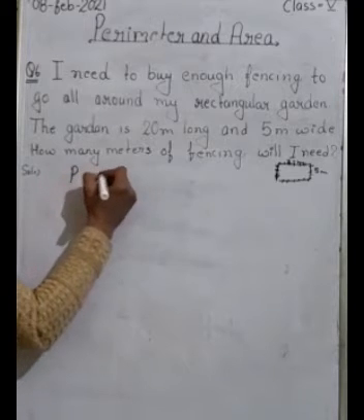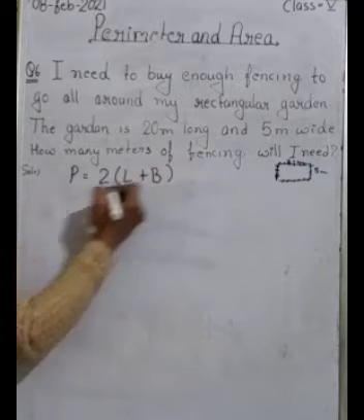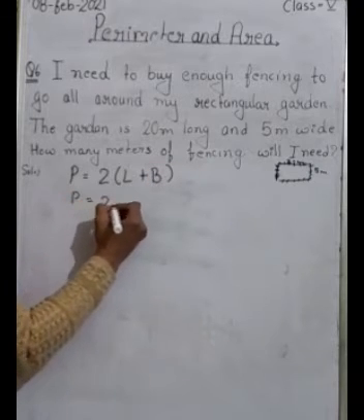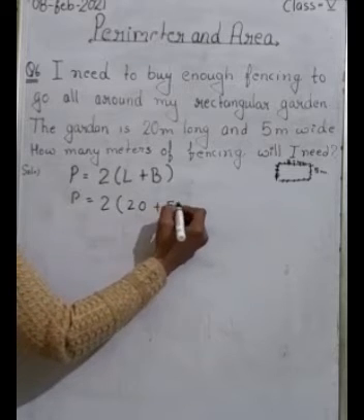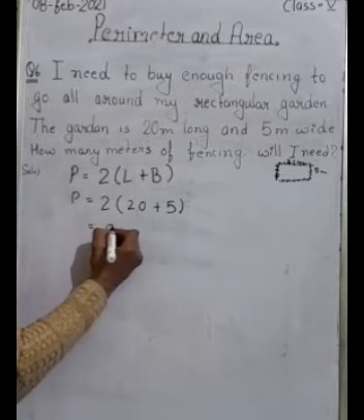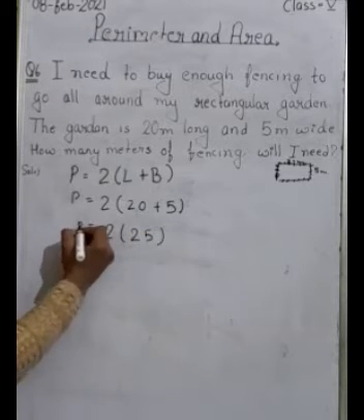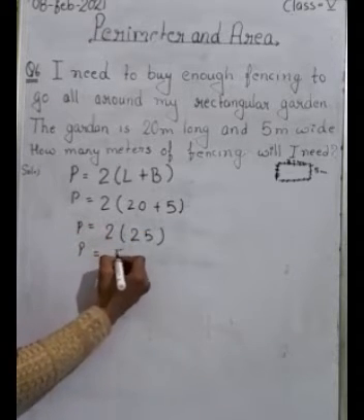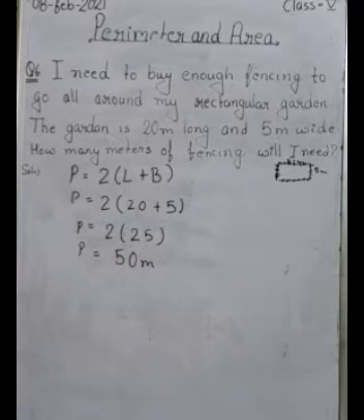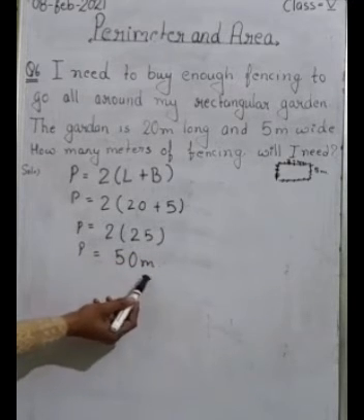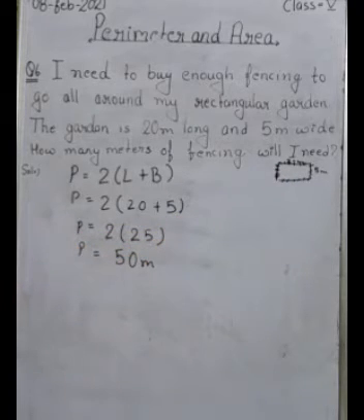So the perimeter of a rectangle is given by the formula 2 times (length plus breadth). Okay. So perimeter is equal to 2. What is its length? 20. What is its breadth? 5. Then 2, now 20 plus 5 will be 25. And when you multiply it, it will come to 50 meters. So how much fencing is needed? You need 50 meters of fencing to fence this rectangular garden.